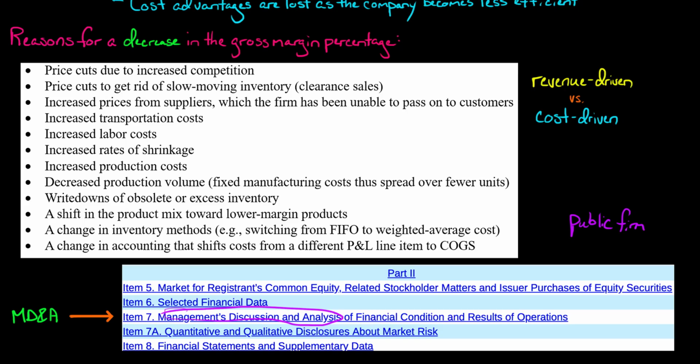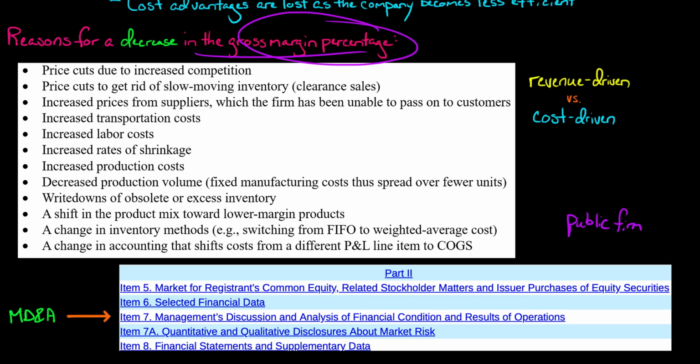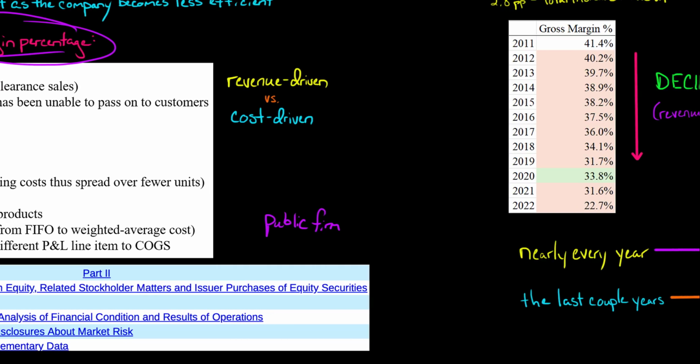See that right there, item 7? This is from the table of contents of a 10-K. If you go to the MD&A, it will often tell you why there was an increase or decrease in the company's gross margin percentage. So what I did was I went and did that for 4 different companies.